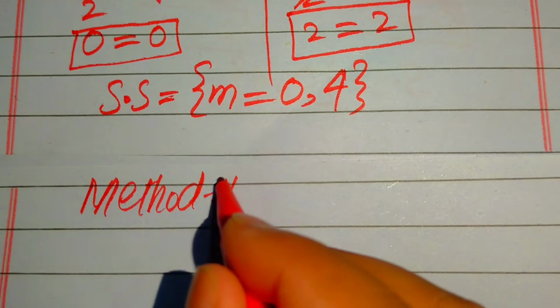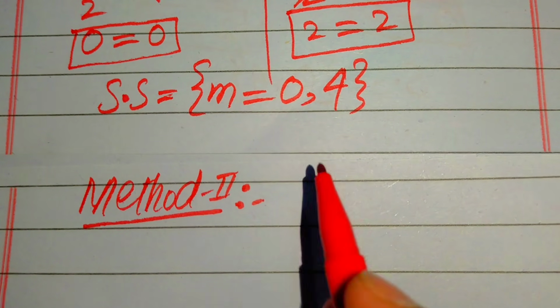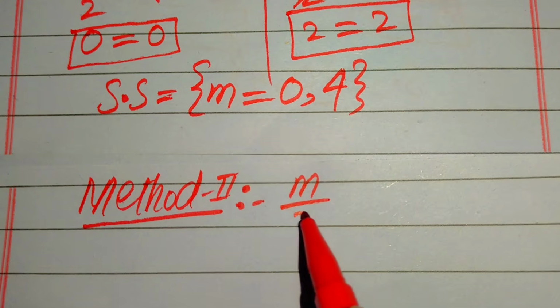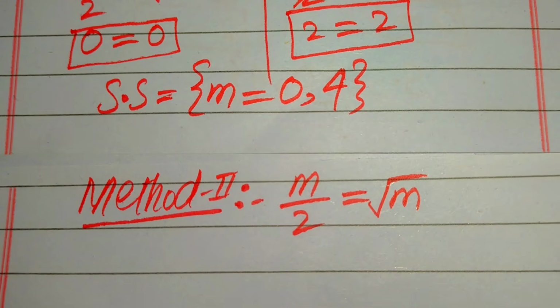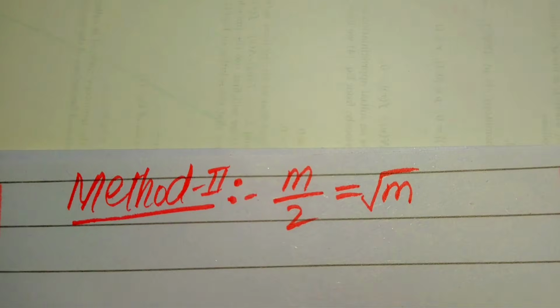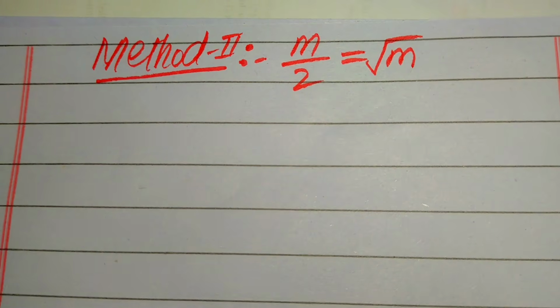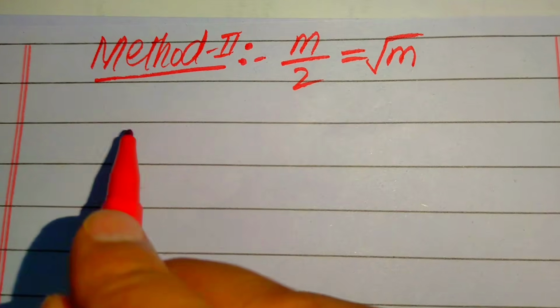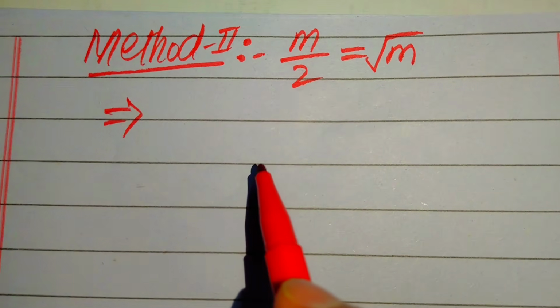So in the second method, we use a different method to solve this problem for the values of m. Here we first copy down the given question statement. This is our given question statement, and our second method is a very straightforward, quick method. Here we quickly determine the solution set of this problem, but the first step is the same in both of these two methods.